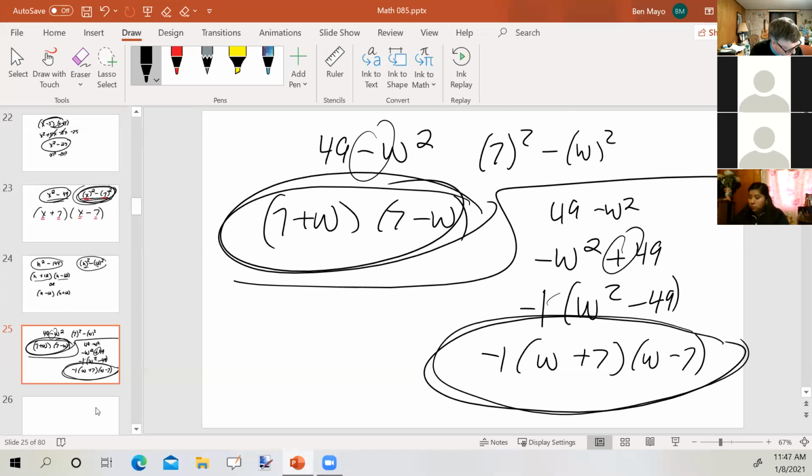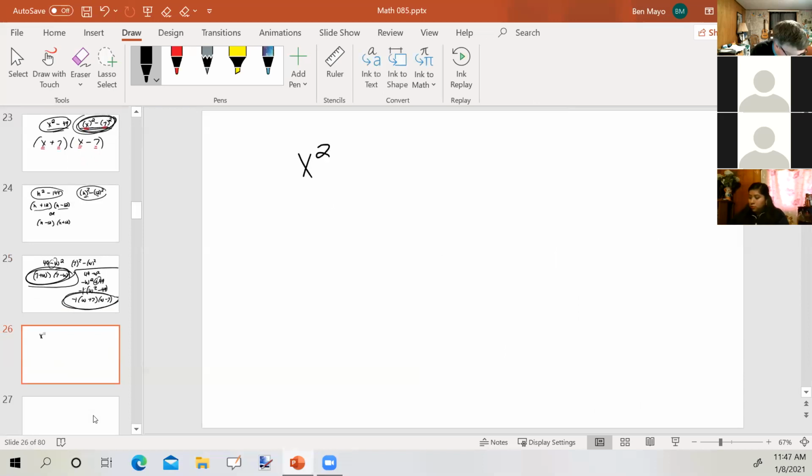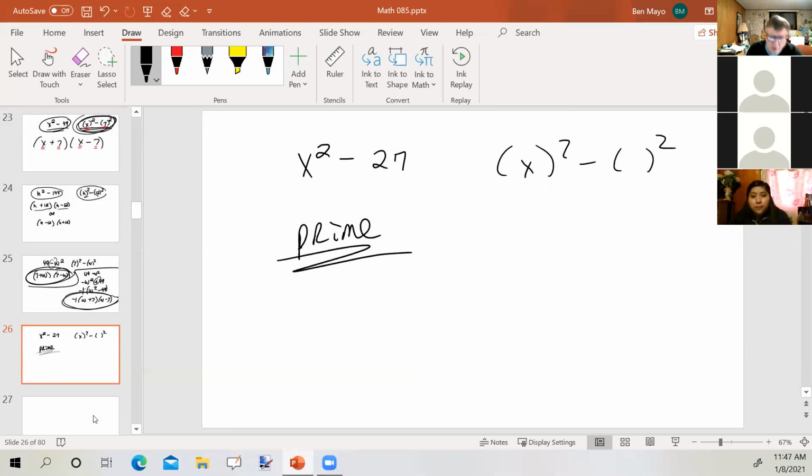Let's see here. How about x squared minus 27? That's a binomial. It's got a subtraction sign in the middle. X squared, 27 isn't a square, is it? So we can't factor this, so this would be prime. Okay, doesn't factor.